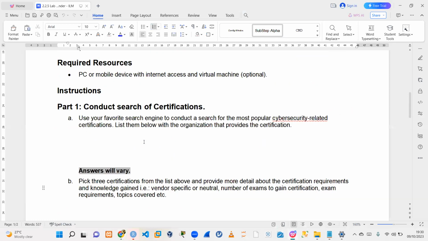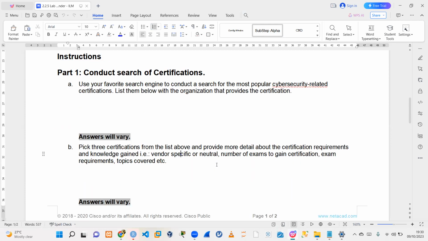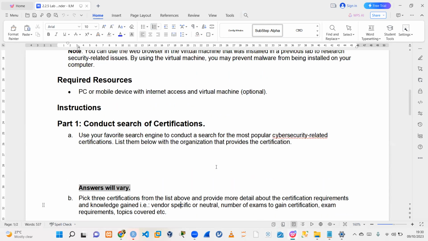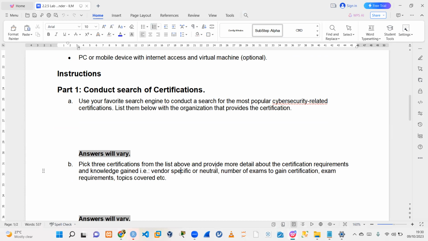Okay, so for this very last one, it's about certifications. Cisco is vendor-centric, whereas certifications like CompTIA are not vendor-centric. Vendor-centric means that if you are working in a company that's going to use a lot of Cisco devices, then you will need to have a Cisco certification.